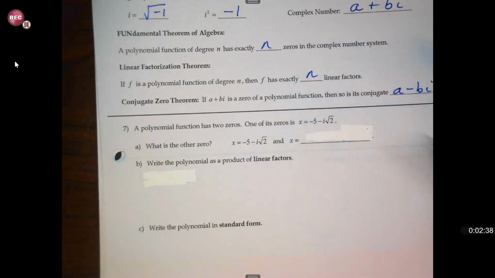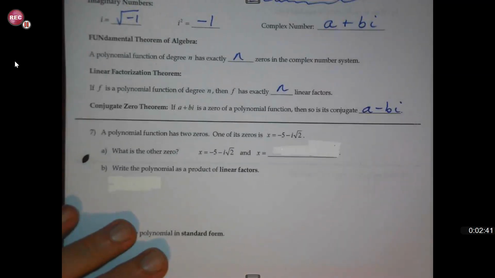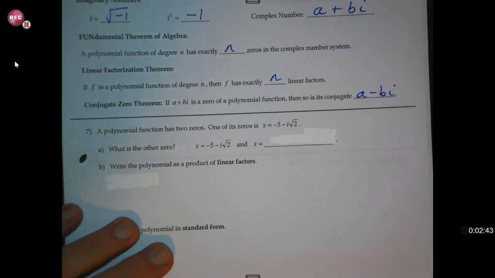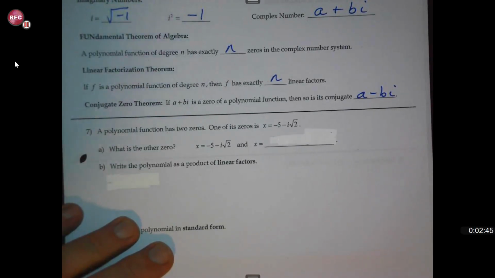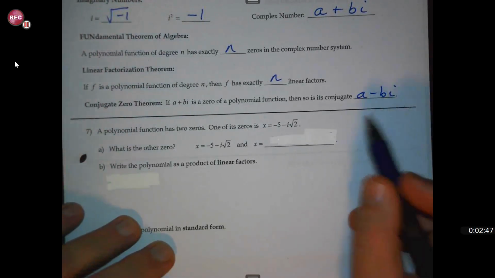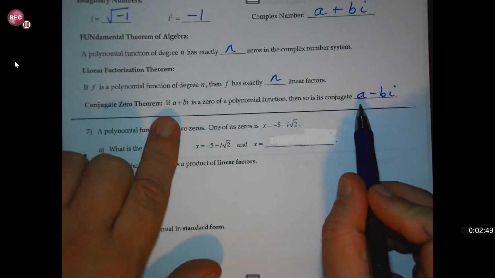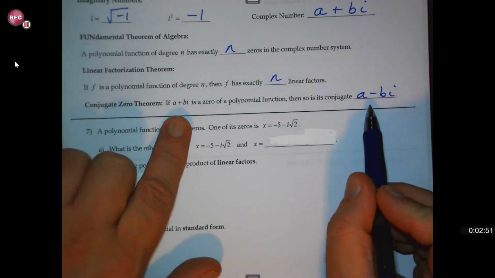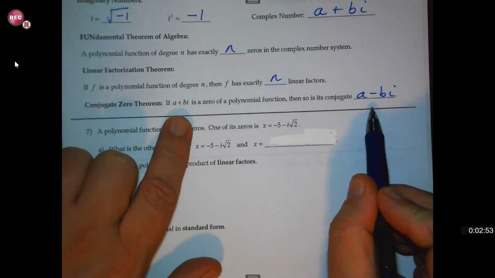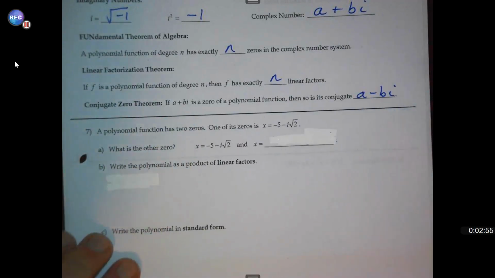And then the last thing is our conjugate zero theorem. It says if a plus bi is a zero of a polynomial function, then so is its conjugate, a minus bi. So they occur in pairs. The a part stays the same. It's just the operation between the real part and the imaginary part that switches when you have the conjugate.